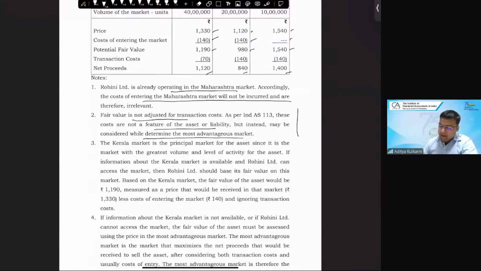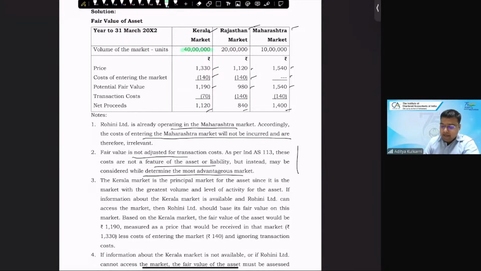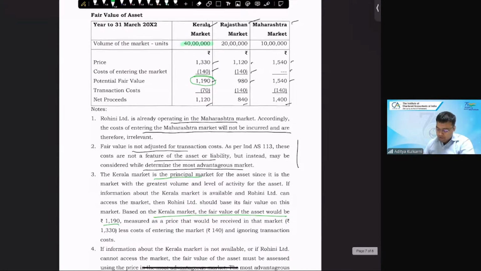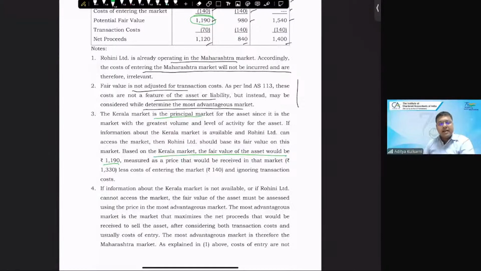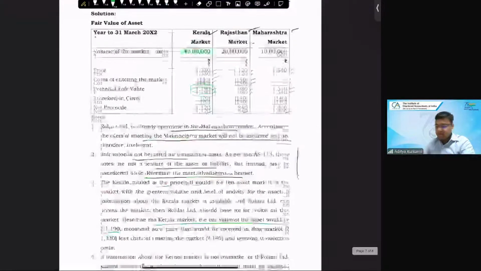Okay. The Kerala market ends up becoming your principal market because of the sheer volume. It is double of Rajasthan and it is quadrupled of Maharashtra market. So therefore, the Kerala market is the principal market. And if this were to be the principal market, what would be my fair value? 1,190. Based on Kerala market, the fair value would be 1,190. Is it okay? Yes, sir. Obvious. If information about Kerala market is not available, or if Rohini cannot access that, then we move on to the next one, that is the most advantageous market.